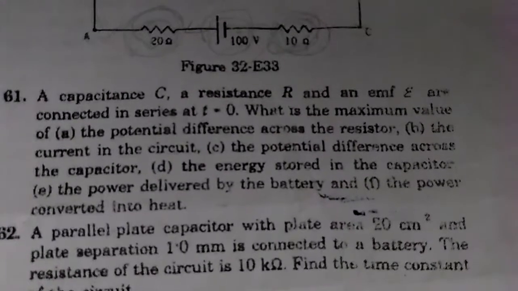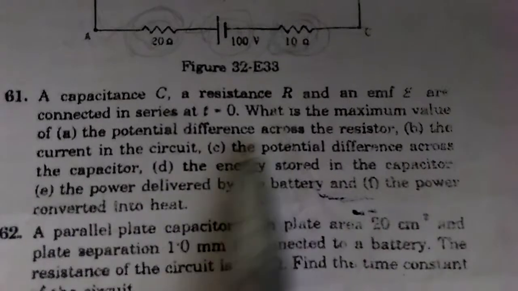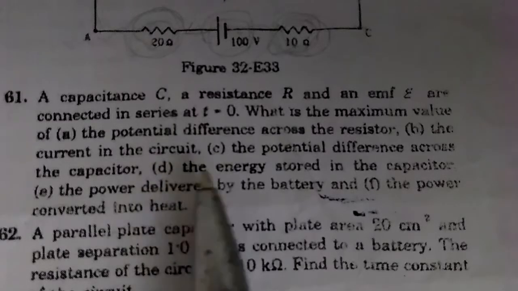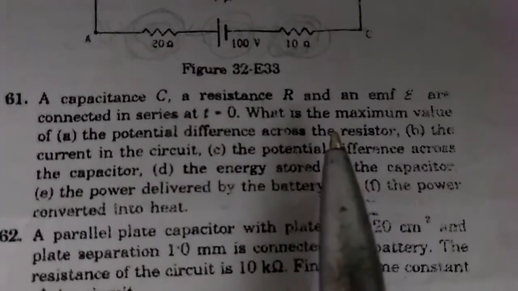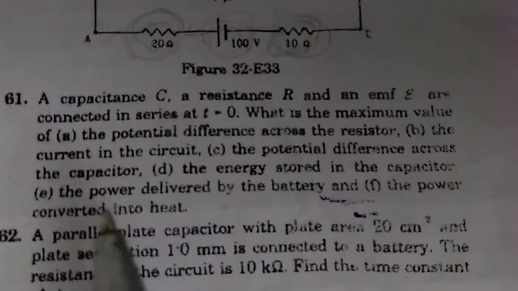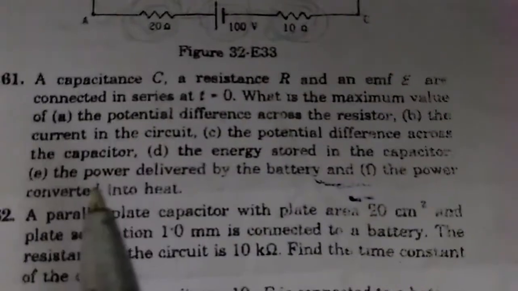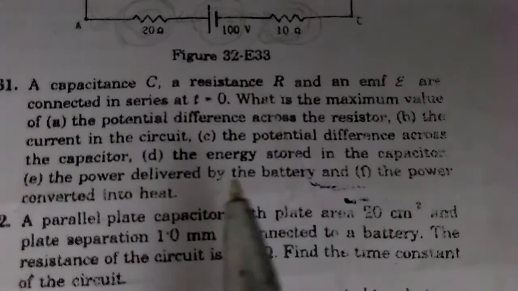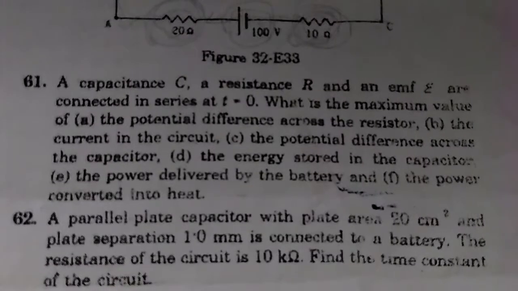In question number 61, we have connected a capacitor and a resistor in series with a voltage source of EMF epsilon at t equal to 0. And we need to find the maximum value of the potential difference across the resistor, the maximum value of the current in the circuit, the maximum potential difference across the capacitor, and so on and so forth. So let's take it one by one.